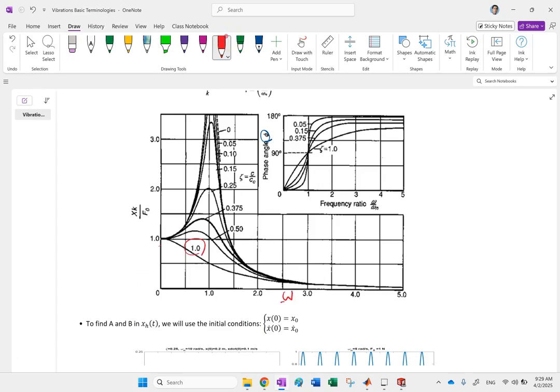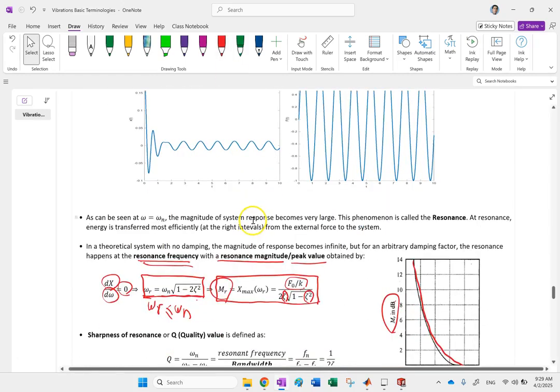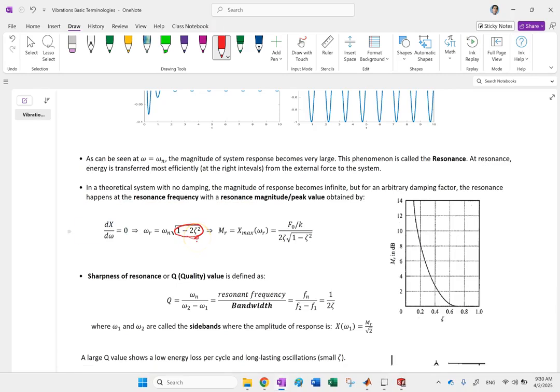So after what value of zeta will you not see any maximum anymore? Well, if you go back and look at this formula, omega r can only be defined as long as what is under the square root is positive. And it is positive as long as zeta is less than 1 over the square root of 2, or 0.707.